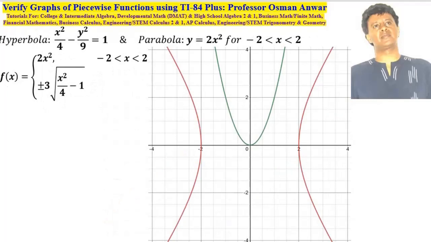And here is a hyperbola, x squared over 4 minus y squared over 9 equals 1, and a parabola y equals 2x squared. The parabola is valid for x between minus 2 and 2, and it is the hyperbola when x is less than minus 2 or x is greater than 2, the hyperbola x squared over 4 minus y squared over 9 equals 1. The hyperbola can be solved for y, which is equal to plus or minus 3 times the square root of x squared over 4 minus 1.